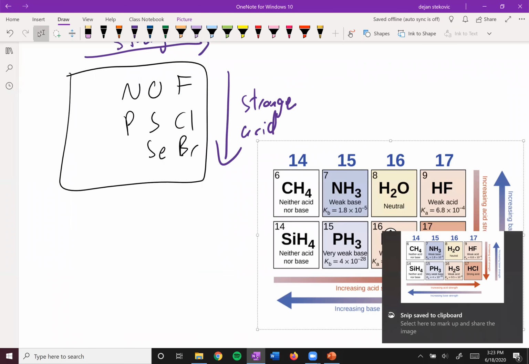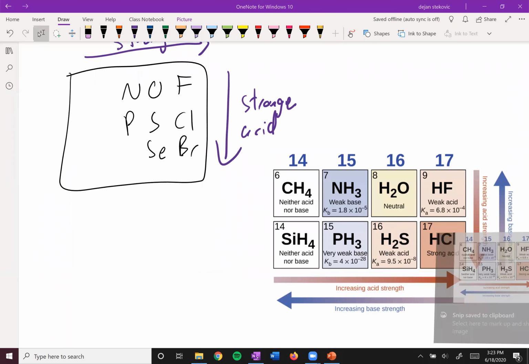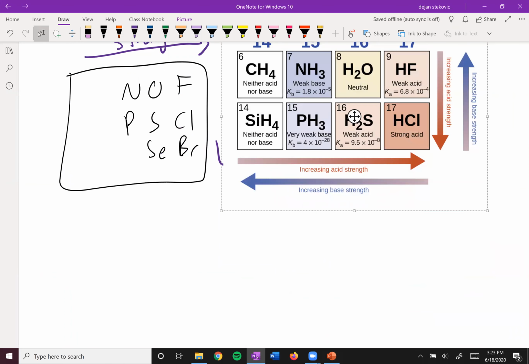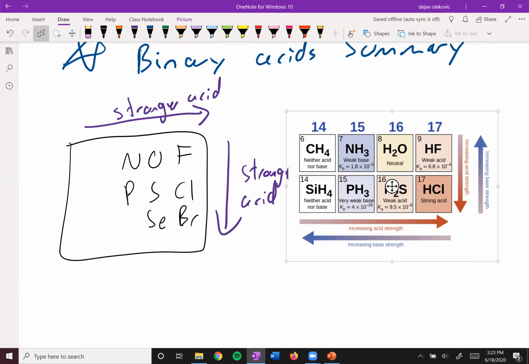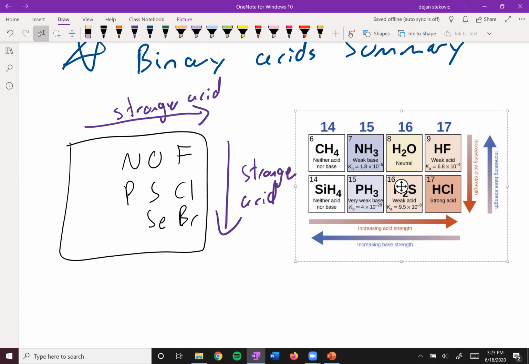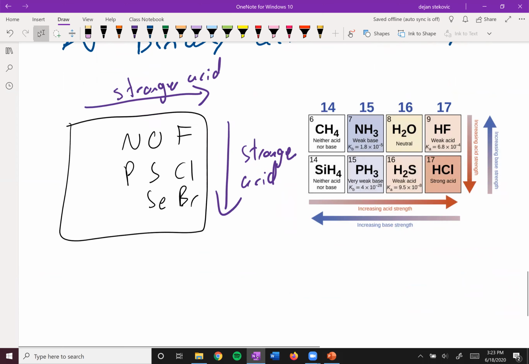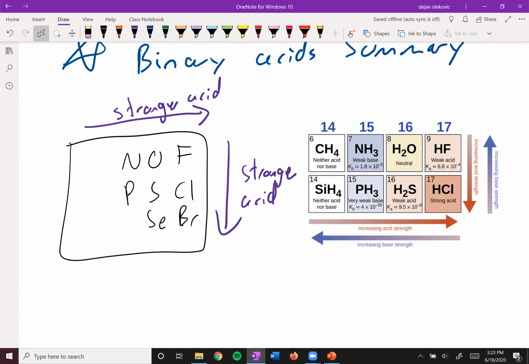And the cause of this effect is when we're going from left to right, we're making a more polar bond. And then when we go down the periodic table, we have the size mismatch along with some other factors. But it's all, again, about making that bond weaker and weaker. And the weaker your bond, the stronger your acid.